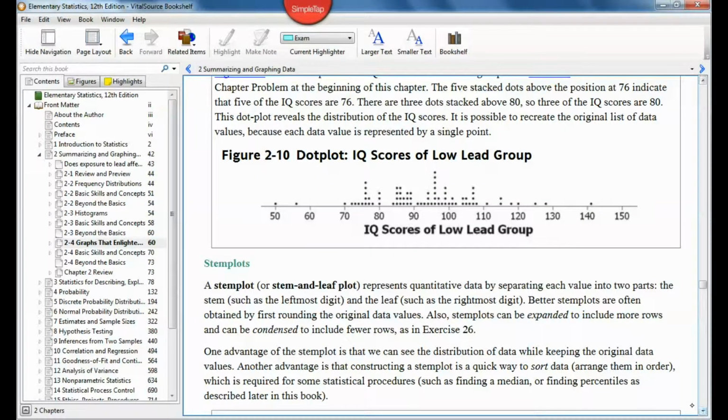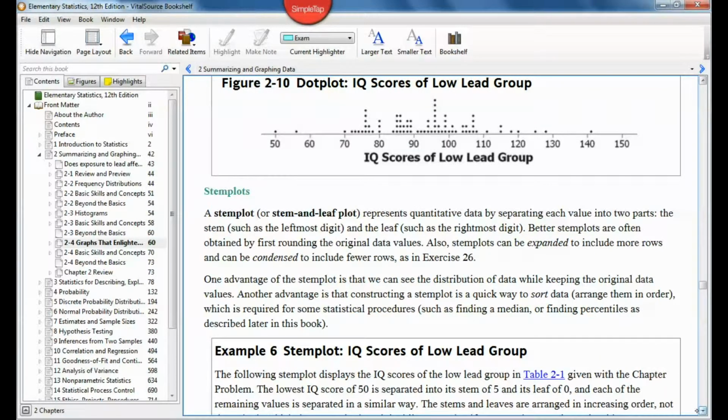Now, to me, whenever I first saw this type of plot, this was the most confusing, because I had never seen it used before in any way. And it's called a stem plot. All right, a stem plot, or a stem and leaf plot, represents quantitative data by separating each value into 2 parts. The stem, such as the leftmost digit, and the leaf, such as the rightmost digit.